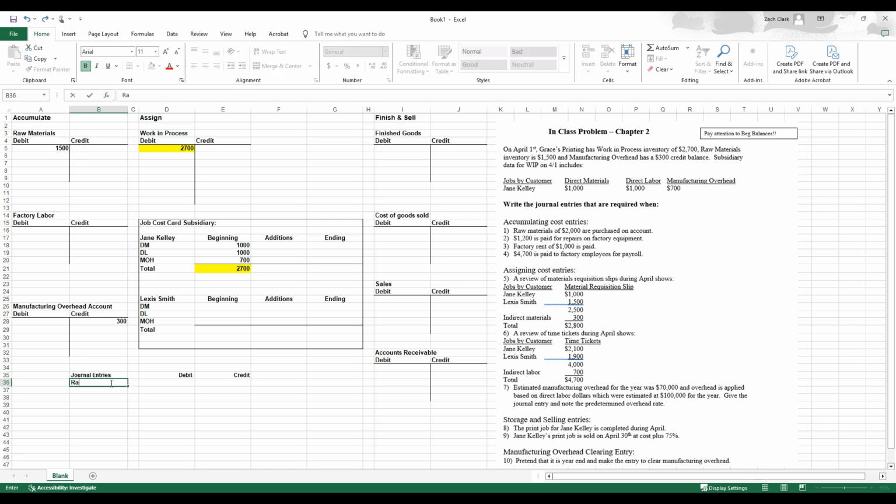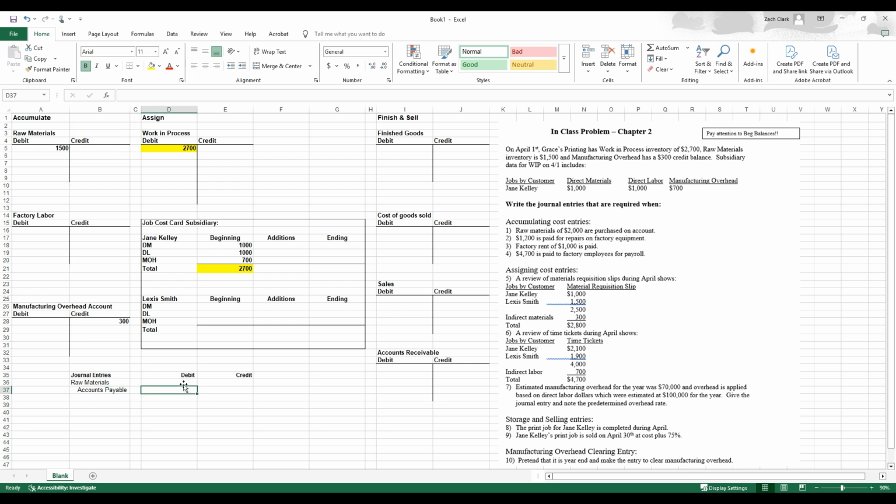So let's say raw materials. This is our general journal. These are our journal entries here. So we've got raw materials, and then it tells us that we bought this on account. So our credit would be accounts payable. I'm not sure why everything's going bold. I'm going to undo that. And then we're going to indent our credit, if you remember how to do your journal entries. And they're both 2,000 on both sides.